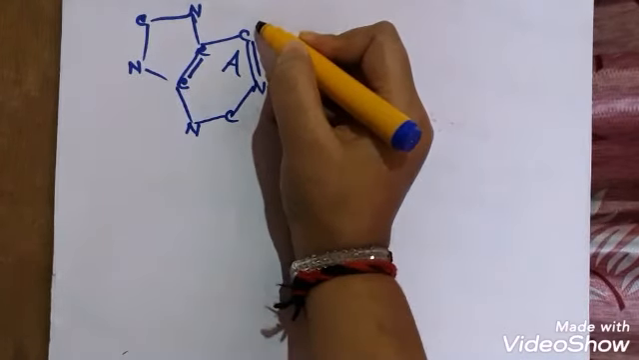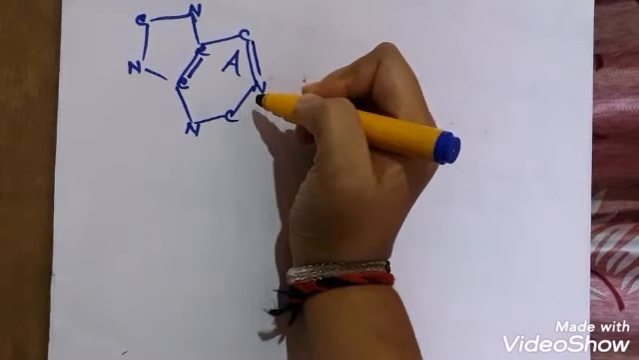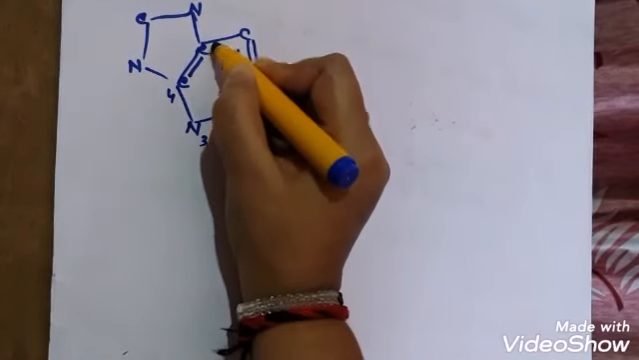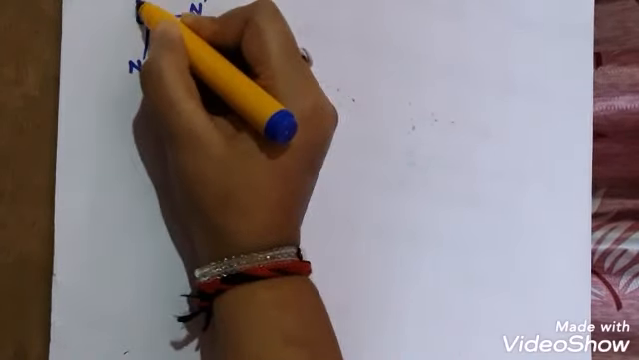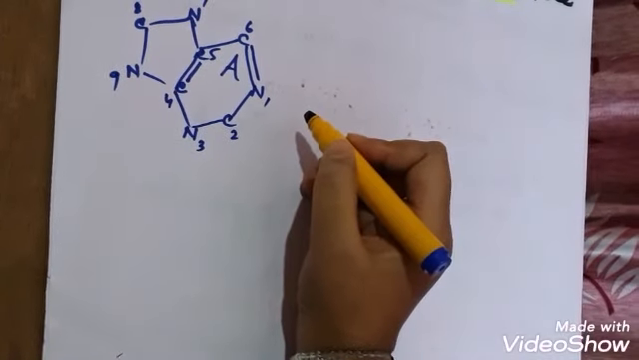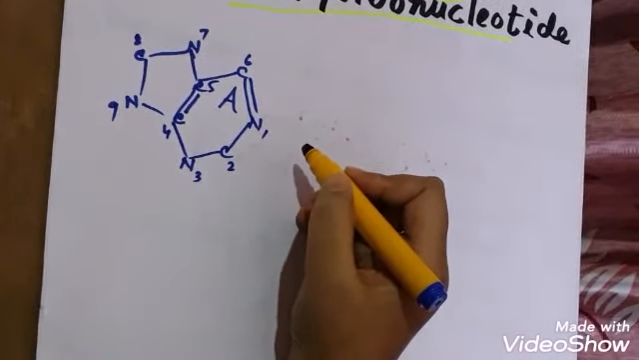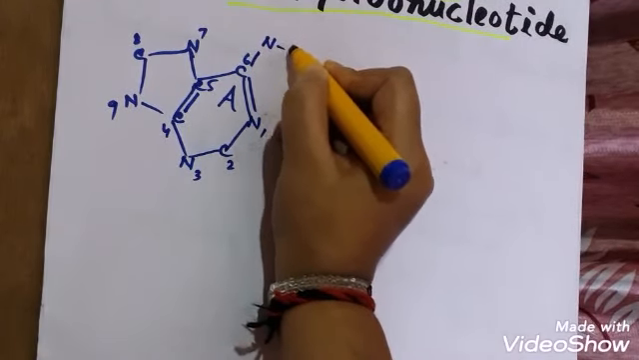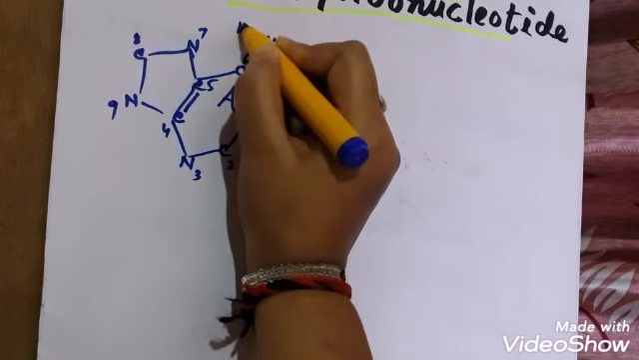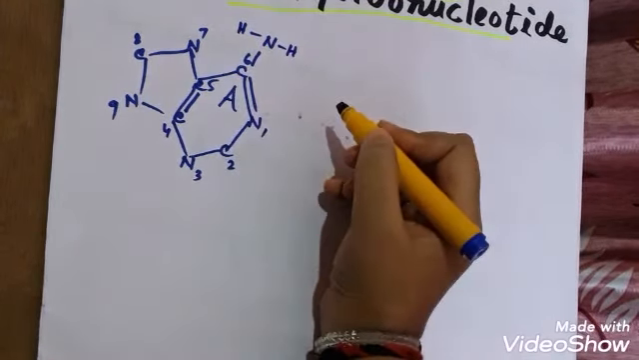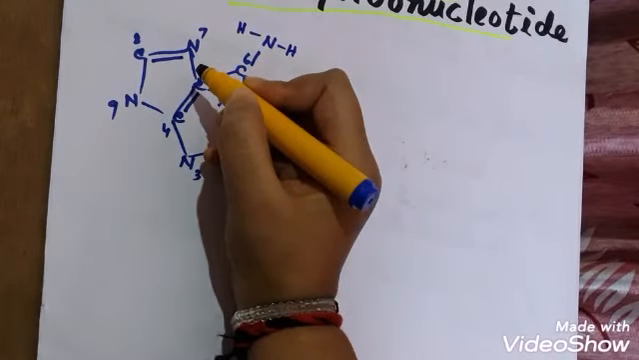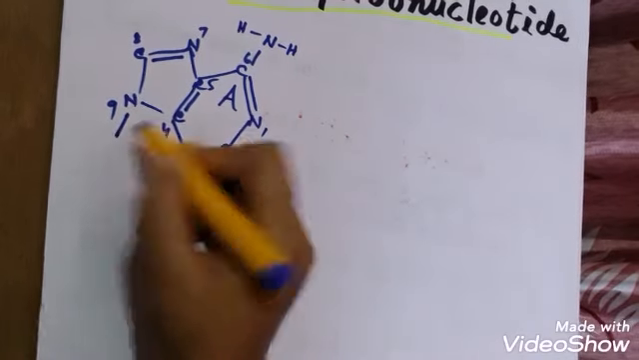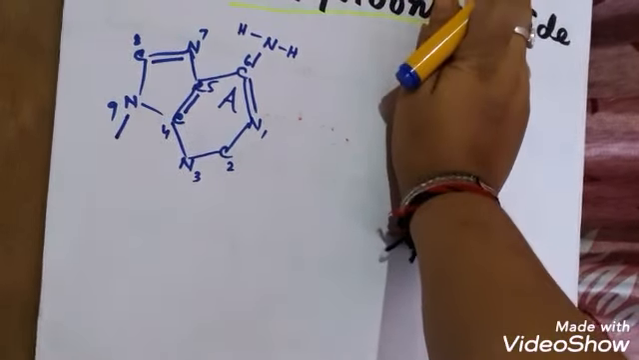We will number those atoms like 1, 2, 3, 4, 5, 6, 7, 8 and 9. Next, on this position there will be a main group, that is amine, NH2. Then a bond in that position and a bond in that position for a sugar of the deoxyribose.